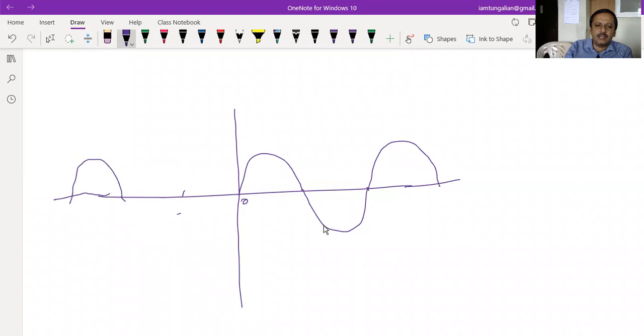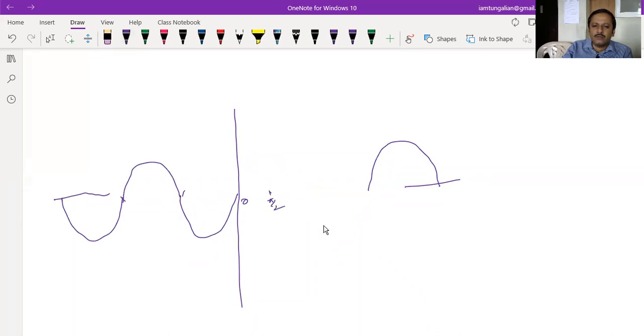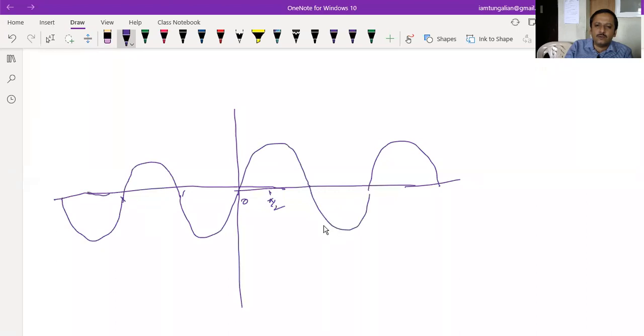Oh, sorry. I have made a mistake here. Okay, this is the graph of sin x, which everybody knows. So here, this is pi by 2. Okay, this is pi. This is 3 pi by 2. This is 2 pi and so on. This is the graph of sin x.